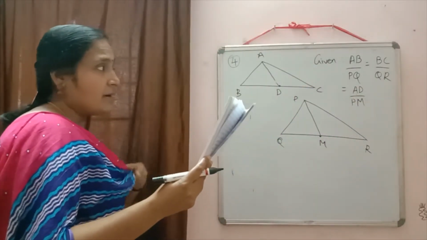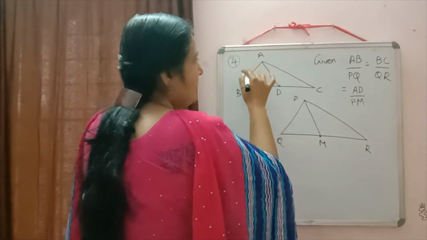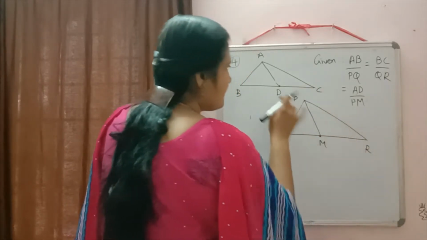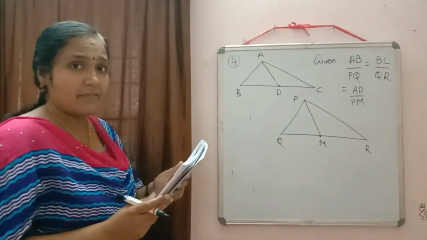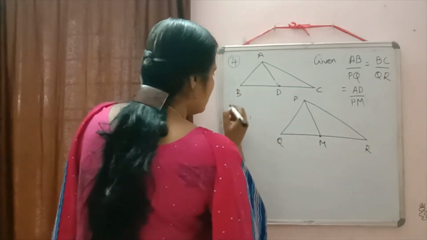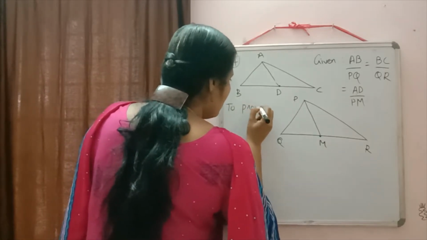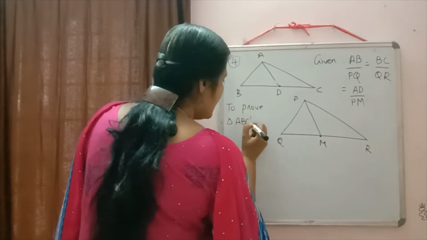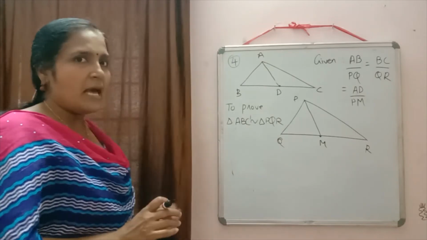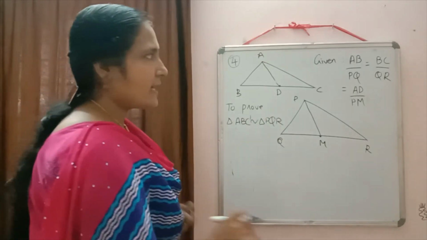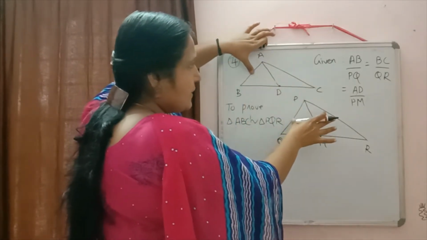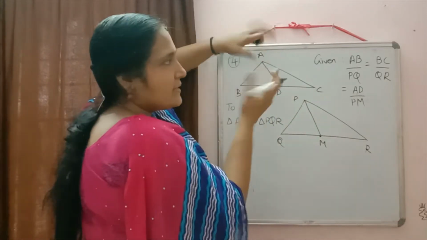What we have to prove? At present it is given AB by PQ is equal to BC by QR is equal to AD by PM. We have to prove triangle ABC similar to triangle PQR. Just I am writing here, to prove triangle ABC similar to triangle PQR. So to prove anything, the concept of similarity should be clear to you. In this triangle, AB by PQ is equal to BC by QR is given. The third side is not given.